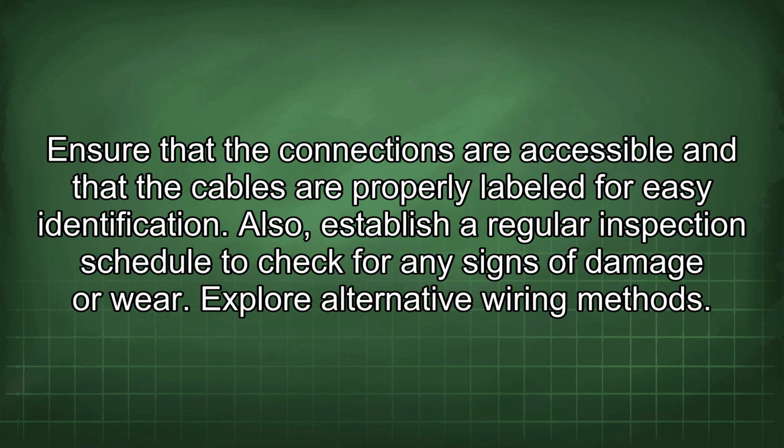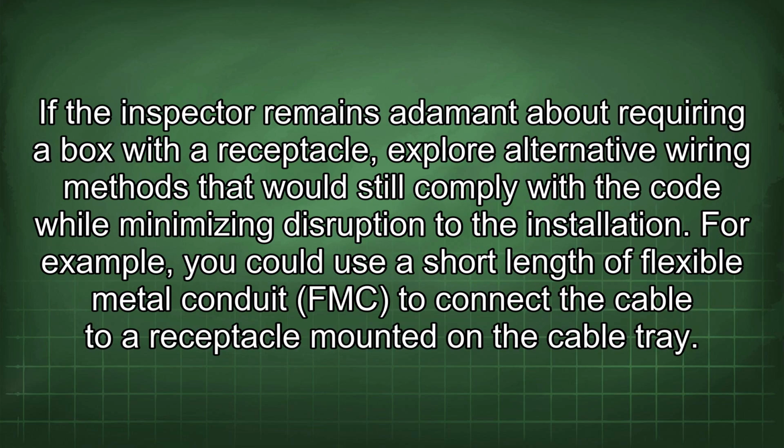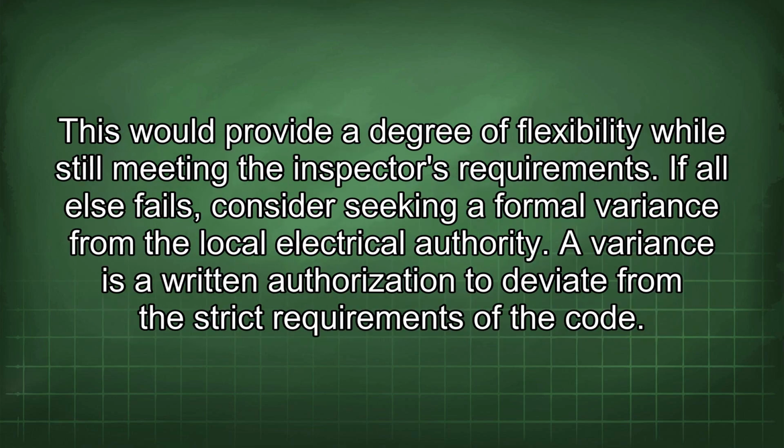Explore alternative wiring methods. If the inspector remains adamant about requiring a box with a receptacle, explore alternative wiring methods that would still comply with the code while minimizing disruption to the installation. For example, you could use a short length of flexible metal conduit (FMC) to connect the cable to a receptacle mounted on the cable tray. This would provide a degree of flexibility while still meeting the inspector's requirements.